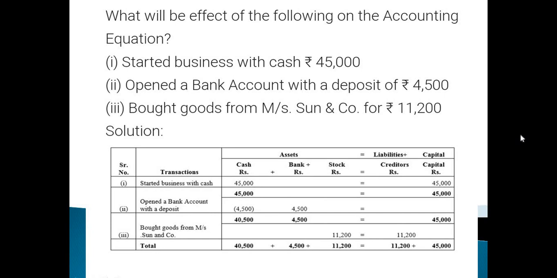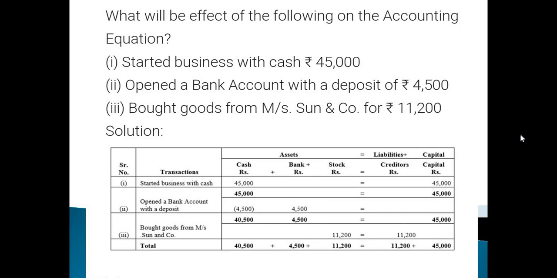The second one says open a bank account with a deposit of rupees 4,500, and the third one says bought goods from Sun and Company for rupees 11,200. So these three transactions have to be fitted in the accounting equation. Now if you look at the solution, we have the assets on the left hand side and the liabilities plus capital on the right hand side.